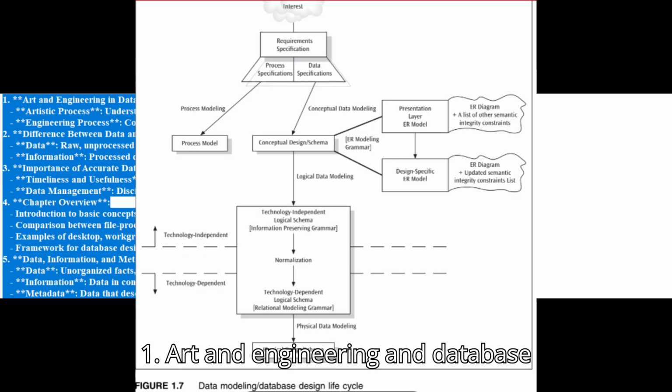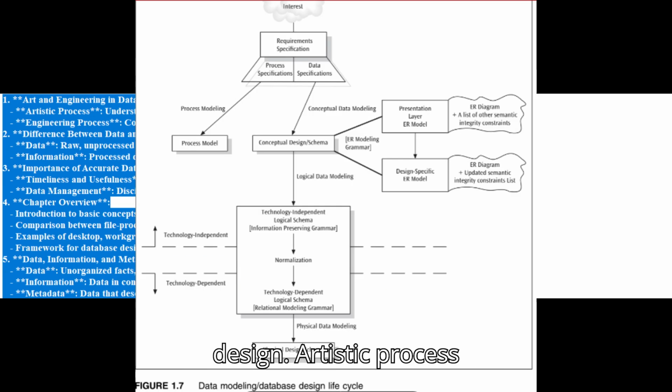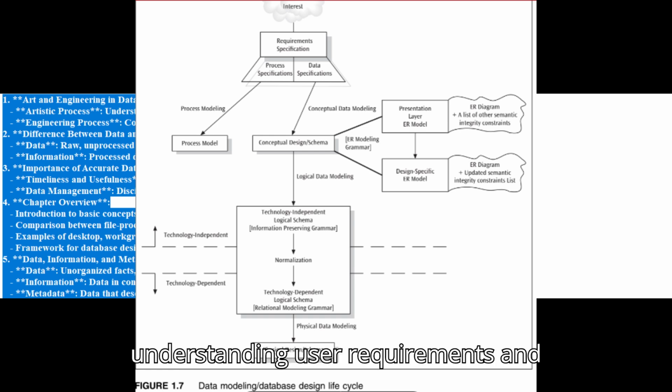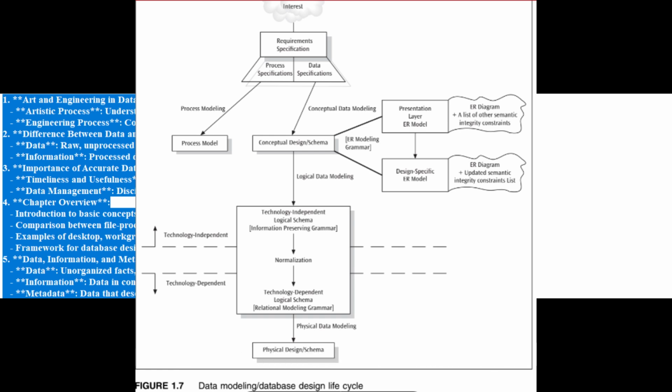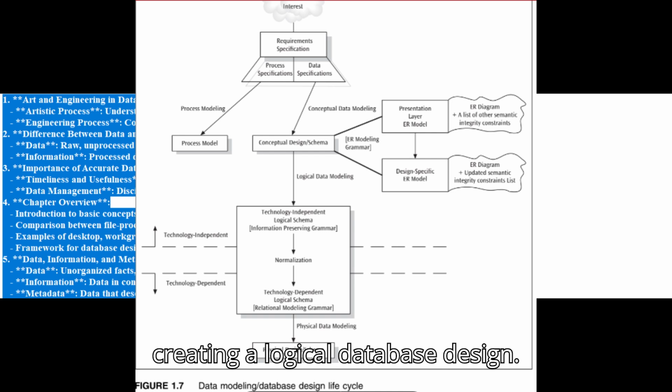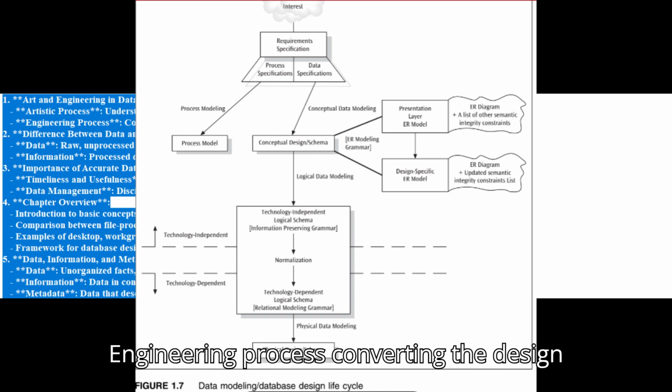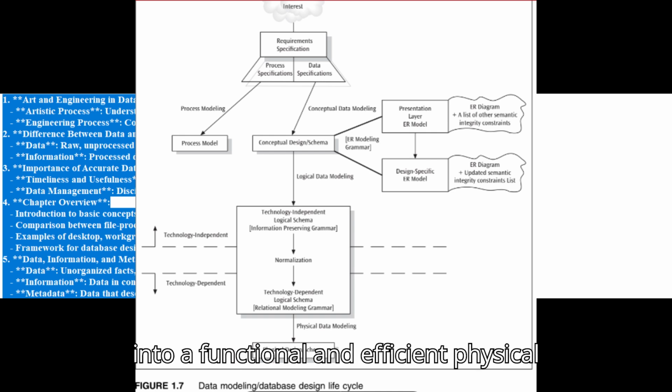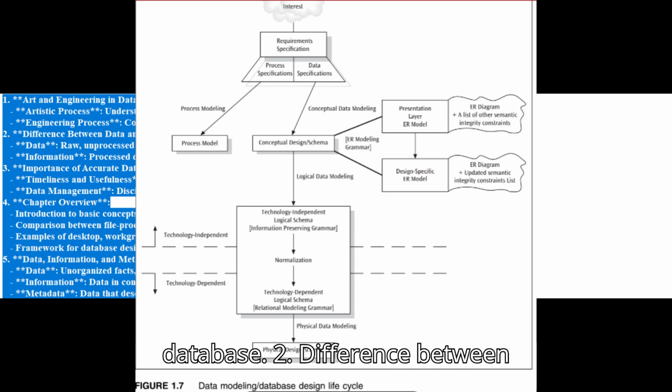1. Art and engineering in database design. Artistic process: understanding user requirements and creating a logical database design. Engineering process: converting the design into a functional and efficient physical database.